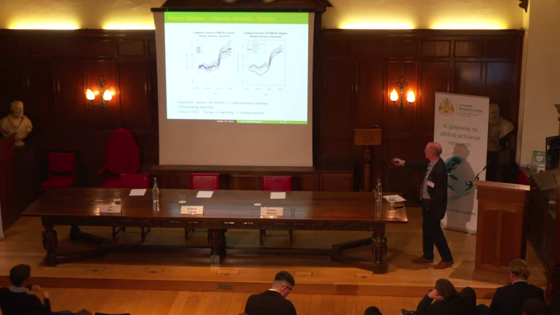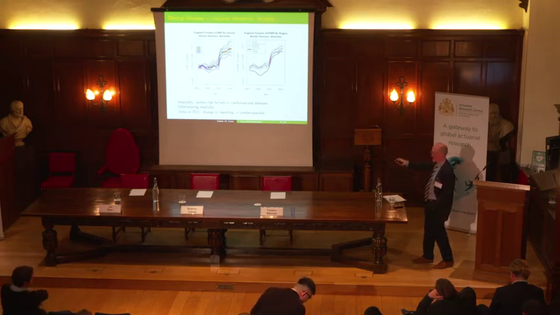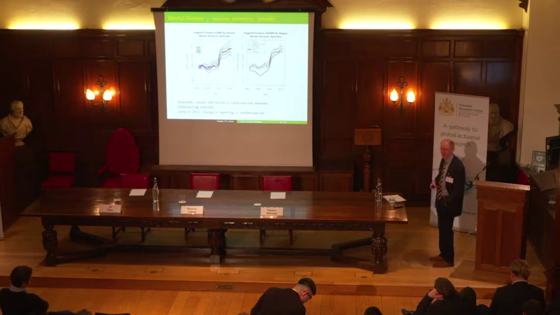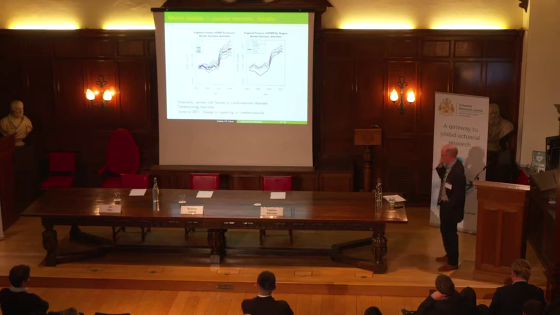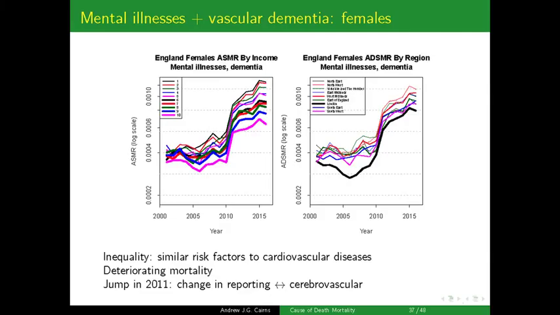We see a jump, and that jump is because of a change in the classification of causes of death. So it's not that more people are suddenly dying from this. There is a shift in terms of how people were reported, in particular from cerebrovascular diseases or strokes. A lot of those are now being classified as vascular dementia. And there's a link there in terms of the symptoms of vascular dementia. And again, significant differences by region.